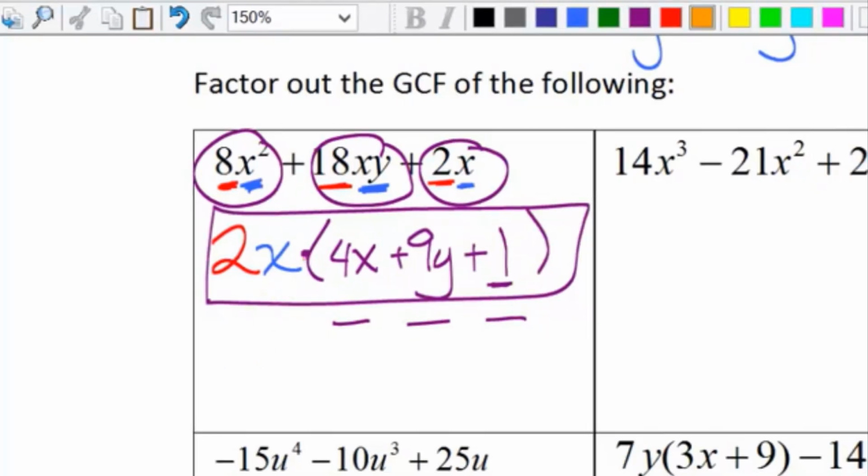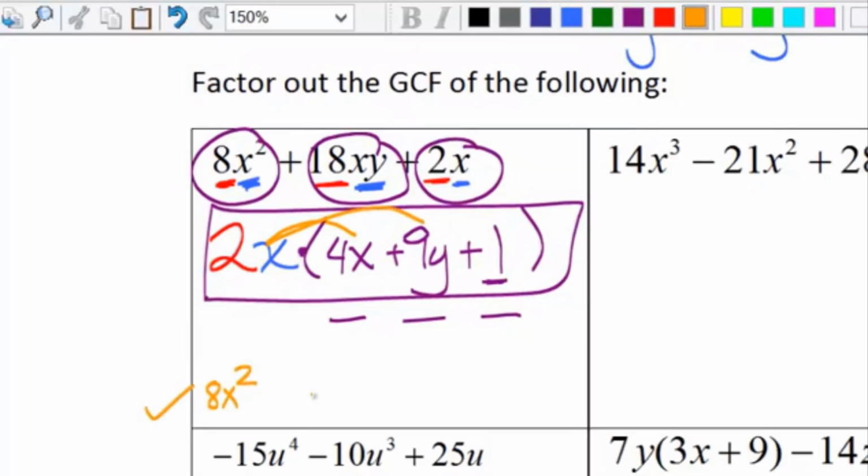That way, if you're trying to check your work and you distribute through, 2x times 4x is 8x squared. This is my check, okay? 2x times 9y is 18xy. And then 2x times 1 is 2x. If you didn't put that 1 there, then you would not have gotten that third term, which is necessary. Now, is this equal to the original problem? Yes. So I know my boxed answer is truly the factorization of 8x squared plus 18xy plus 2x.